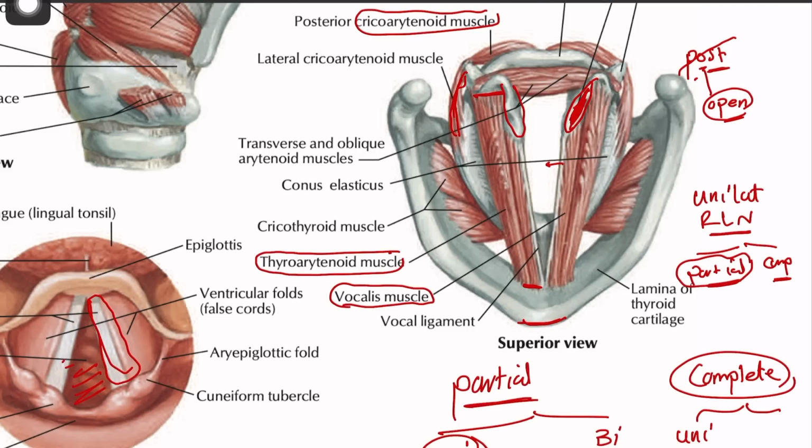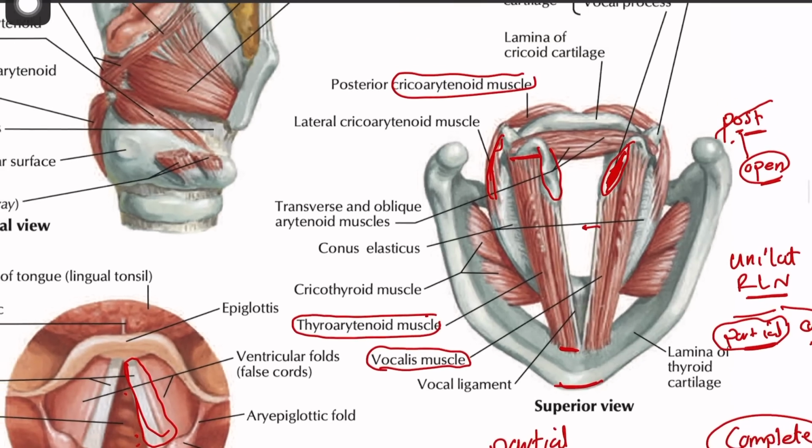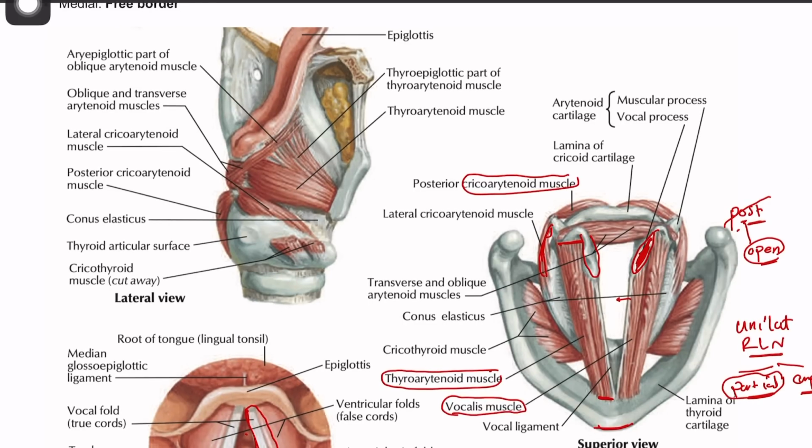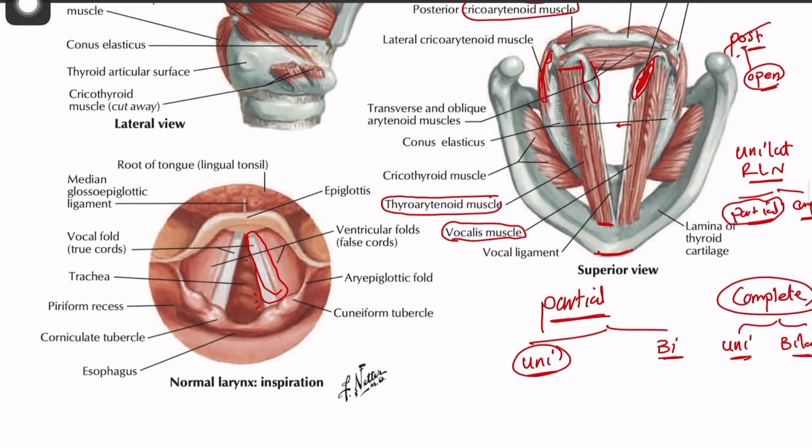So you still have this one working. So the patient will have some phonation, but the voice will be hoarse. If it's bilateral, these vocal cords will stay not moving at all, not making any sort of movement. So there will be lack of phonation and lack of cough as well. The patient is unable to cough. Okay, so these are the muscles of the vocal cord.